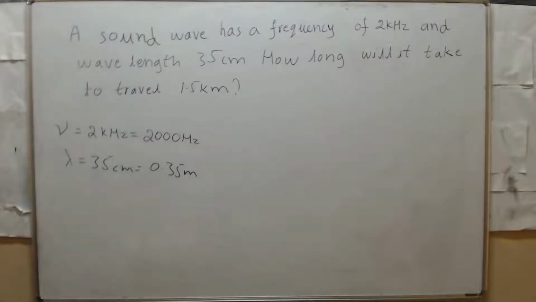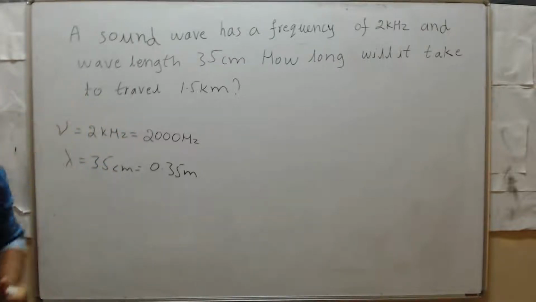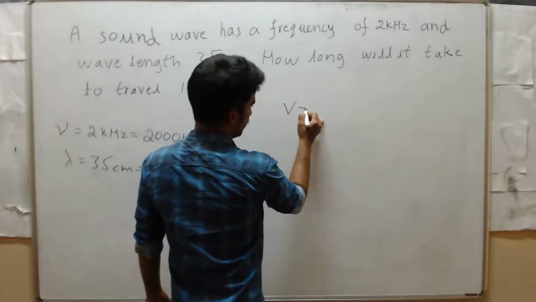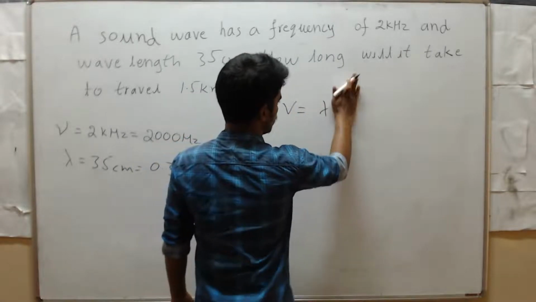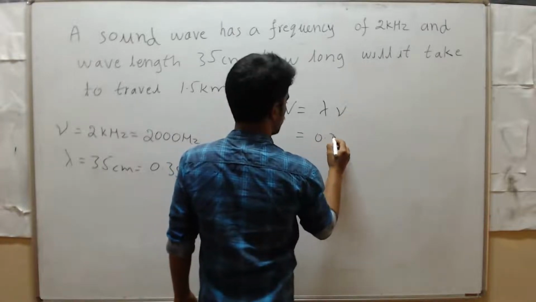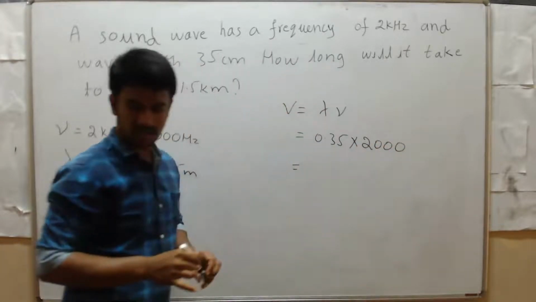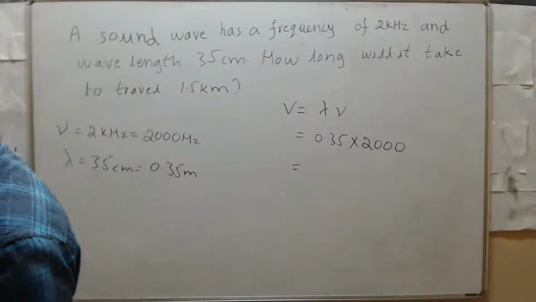Next, they have given distance, for the second case: how long will it take to travel 1.5 kilometer? To calculate that, first we should find the speed. The speed of sound v is equal to lambda into frequency. Lambda is 0.35 into 2000. Tell me the answer first.